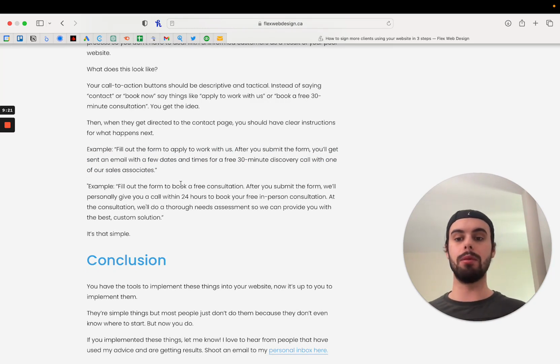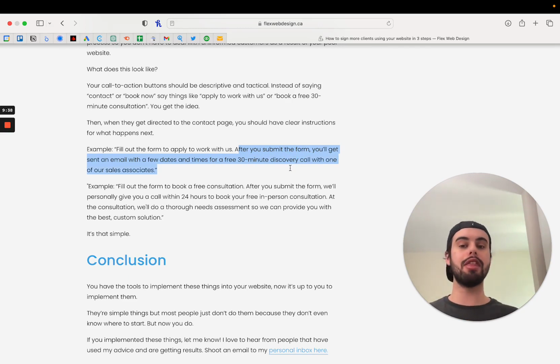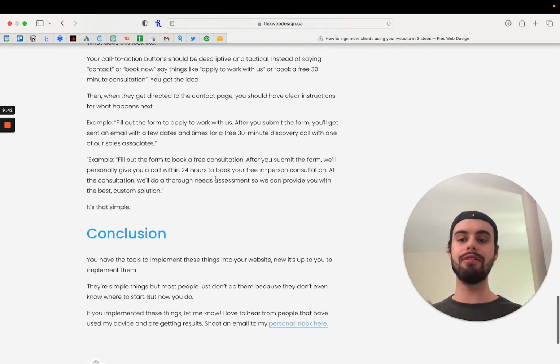After you submit the form, you'll get sent an email with a few dates and times for a free 30-minute discovery call with one of our sales associates. Boom. Simple, tactical. It tells them what to do. Fill out the form. After they submit the form, they're going to get sent this, and this is going to happen. And they're not going to get thrown any curveballs in the sales process because they know what happens, right? They're informed.